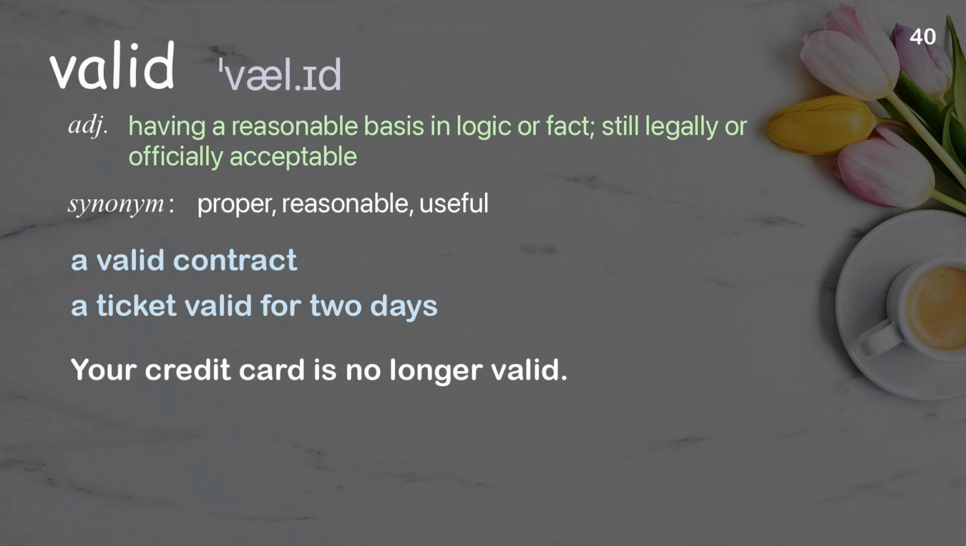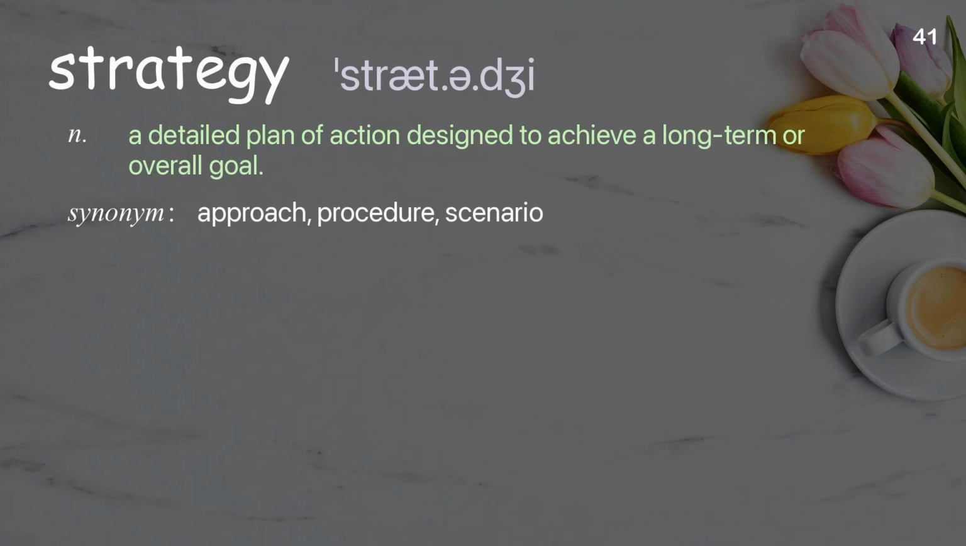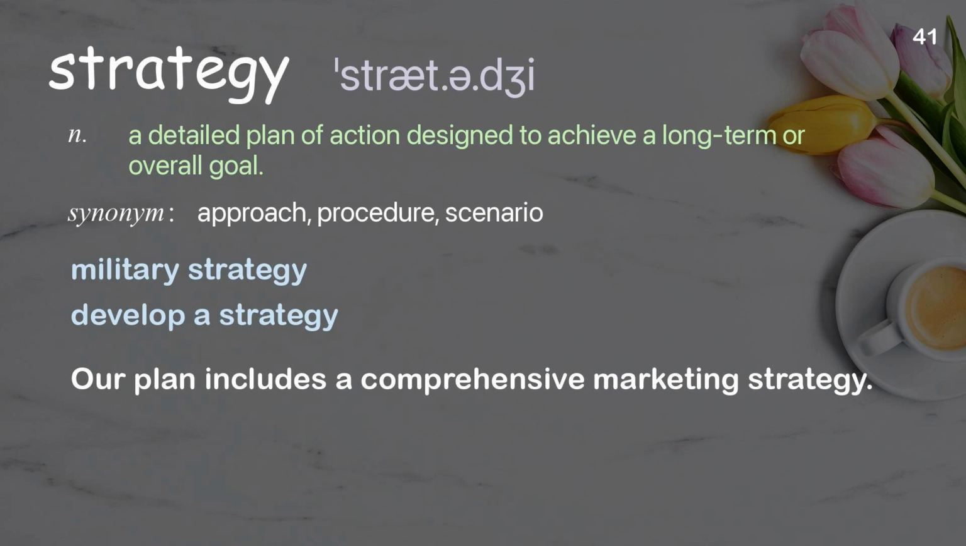Strategy. A detailed plan of action designed to achieve a long-term or overall goal. Examples: Military strategy. Develop a strategy. Our plan includes a comprehensive marketing strategy.